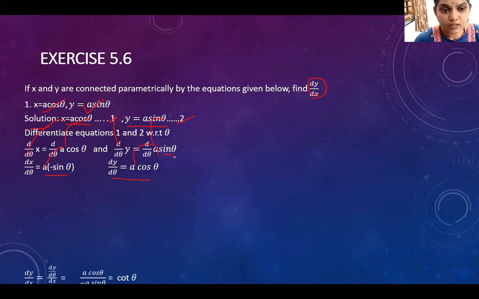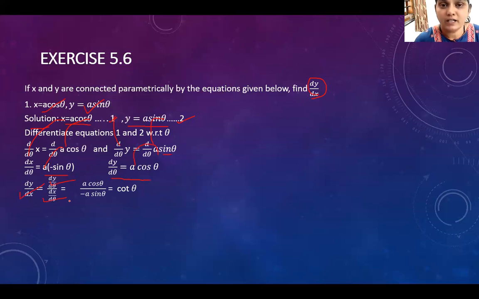Now I want dy by dx. It is the ratio of dy by d theta divided by dx upon d theta. Dy by d theta is a cos theta, dx upon d theta is minus a sin theta. So I got minus cos theta by sin theta, which is minus cot theta. Now you take one more example.